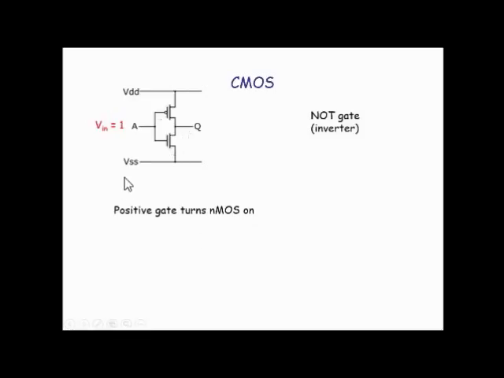Now in this case, the positive gate turns the NMOS on, so we get the output. The positive gate turns the NMOS on and V0 equals 0. By applying negative or 0, the negative gate turns the PMOS on and we get the output. So in this way, by applying 1 you get 0, and by applying 0 you get 1. This is nothing but an inverter or a NOT gate.